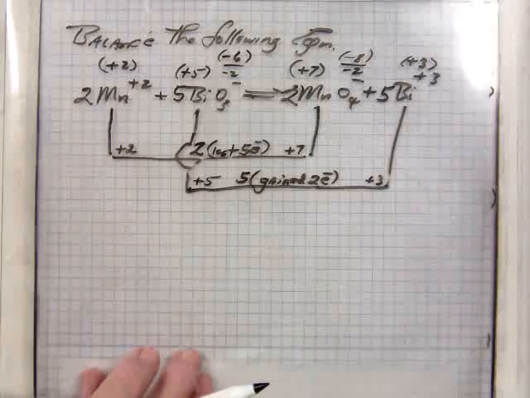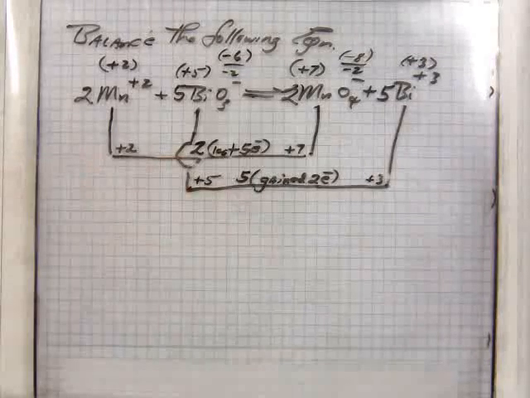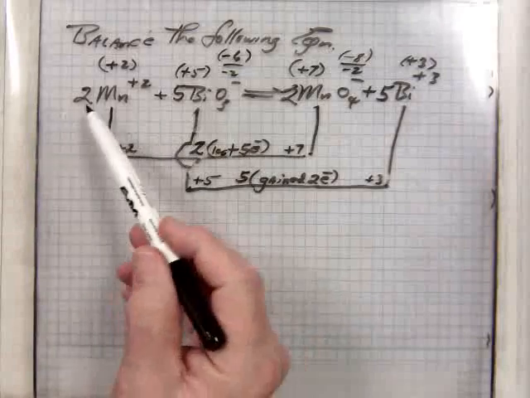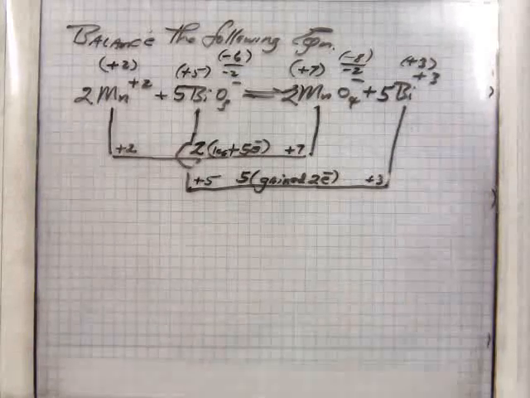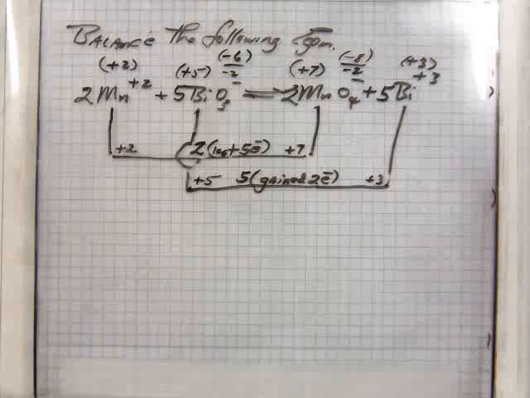So once you get to here, you're ready to go into mass balance. Well, everybody's balanced. Look, you got 2 manganese, 5 bismuth. So what's not balanced? Oxygen. It's the oxygens and hydrogens.